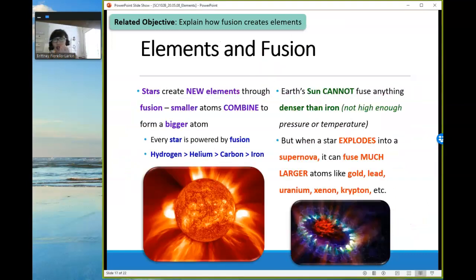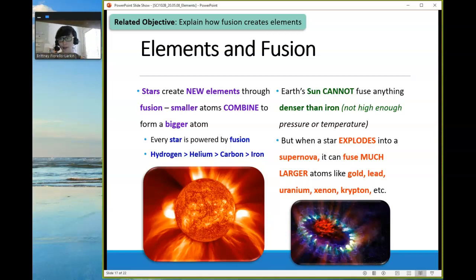All right, so moving on, again, stars create new elements through fusion. They, again, bring things together. They're hot enough, they have enough pressure to make bigger things, to force them together. So smaller atoms combine to form a bigger atom, and every star is powered by fusion, because remember, fusion creates an enormous amount of energy, even more than the current nuclear fission that we are able to do on Earth.